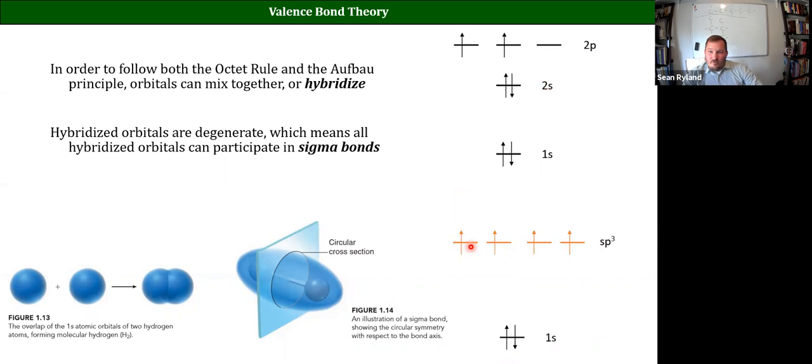And when you have four orbitals that are all the same energy, remember Hund's rule was the one that said if you have energies that are degenerate, the same energy, you fill them all up evenly, one after another after another. Now we've got four partially filled orbitals, which means carbon can make four bonds. When you start making bonds, you don't actually have atomic orbitals anymore. You have hybridized orbitals.